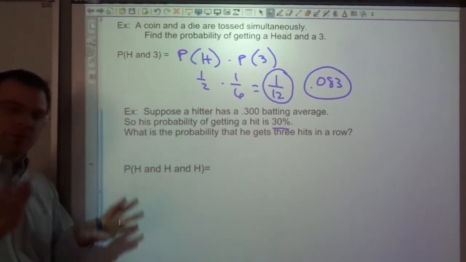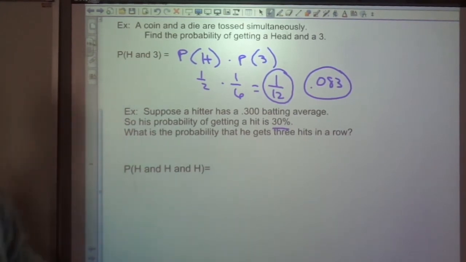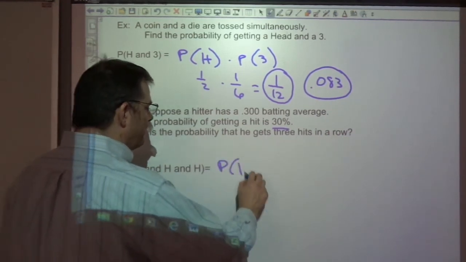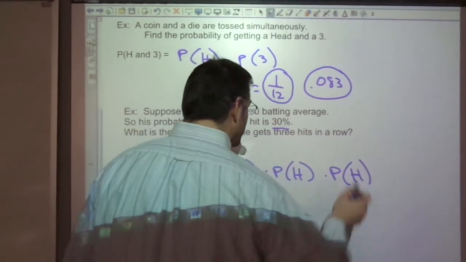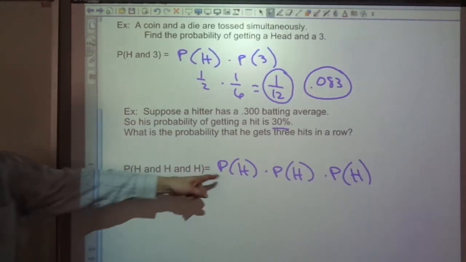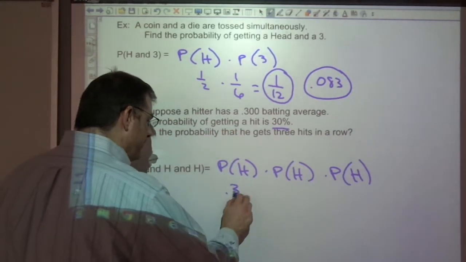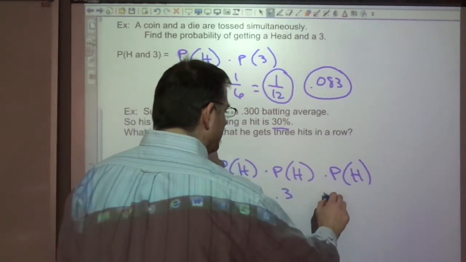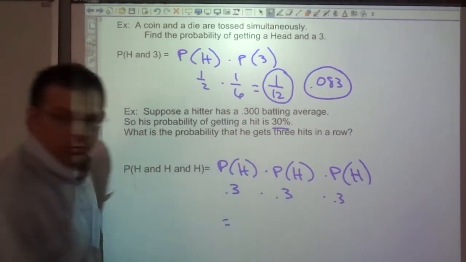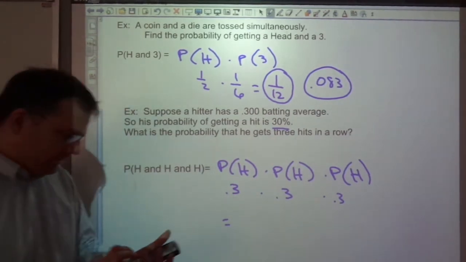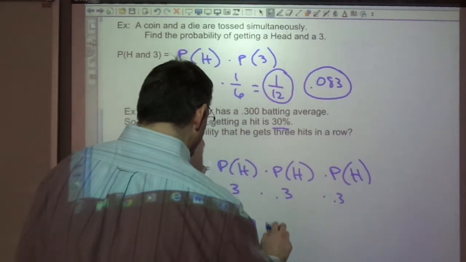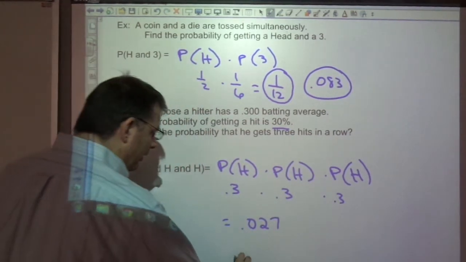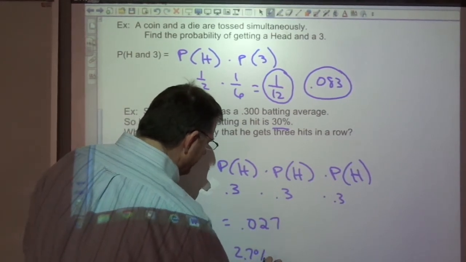If they are independent, if we're not thinking about the psychological advantage, just the math part of it, then they are independent, and we could take the probability he gets a hit the first time, times the probability he gets a hit the second time, times the probability he gets a hit the third time. Probability he gets a hit the first time is 30%, so that's 0.3 times 0.3 times 0.3. We can do that on the calculator, and I get 0.027, or in a percentage, a 2.7% chance.